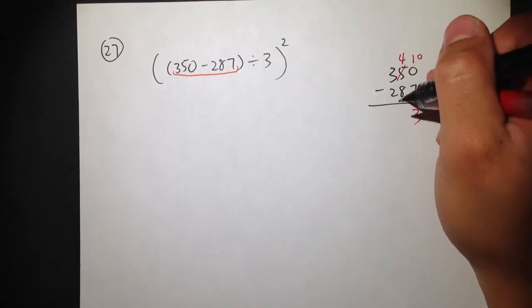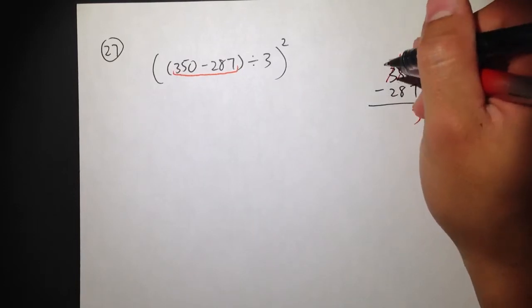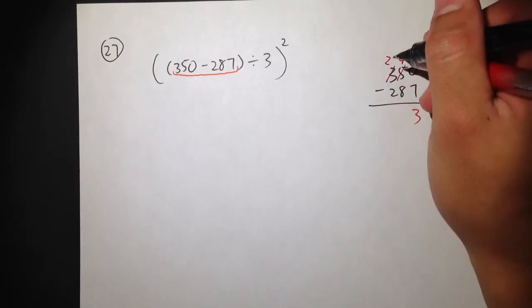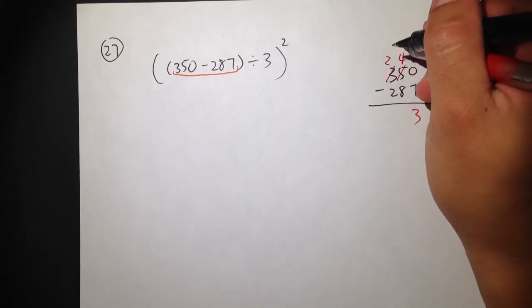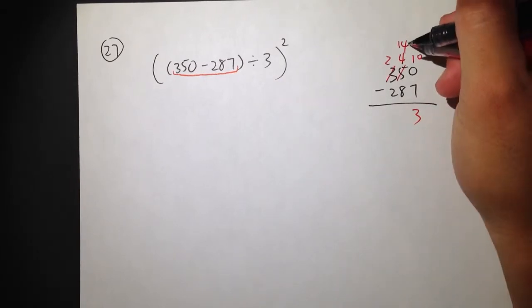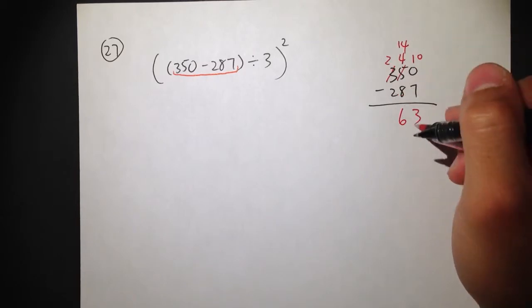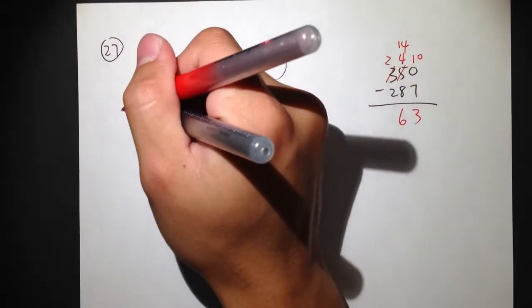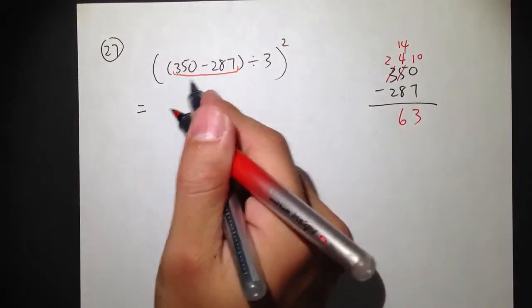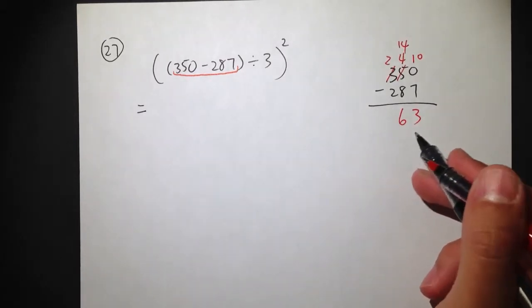And then 4 minus 8 doesn't work. So let me carry this. This is a 2 now, but then I can make this a 14. 14 minus 8 is equal to 6. And 2 minus 2 is equal to 0. So, inside of this parentheses, the result is 63.